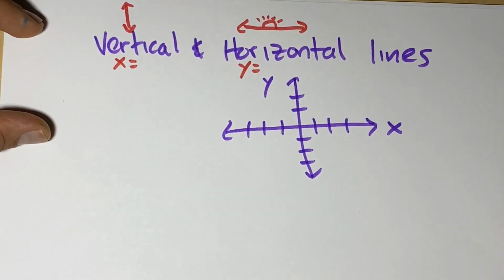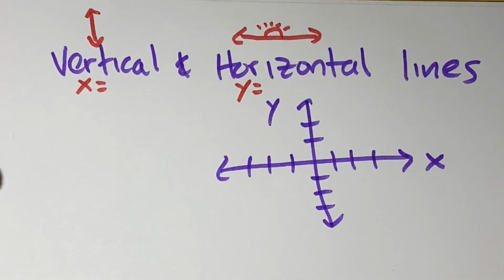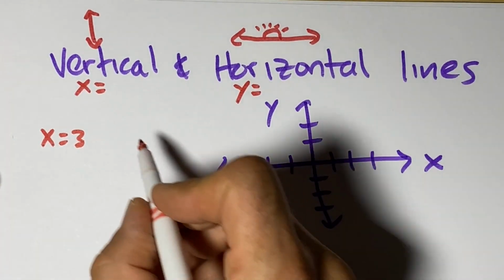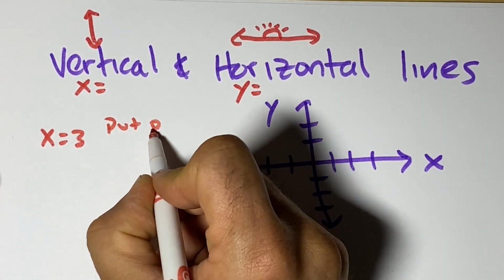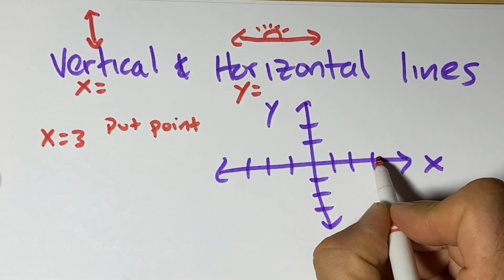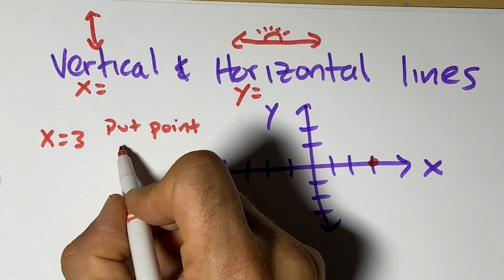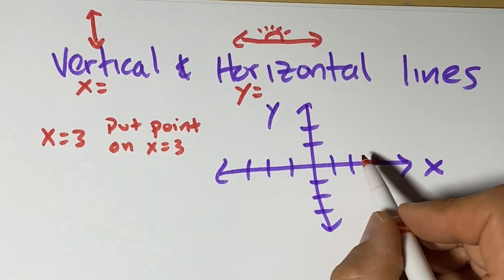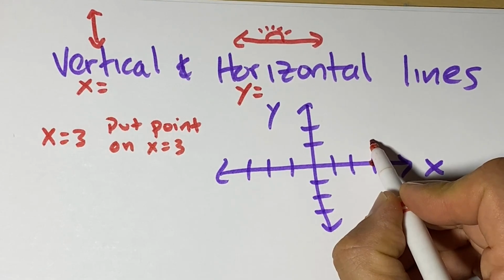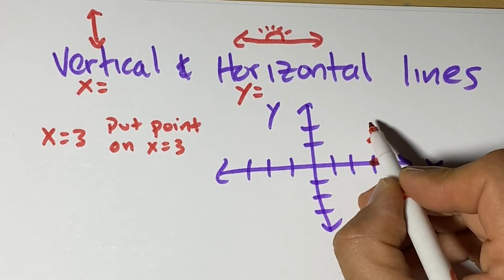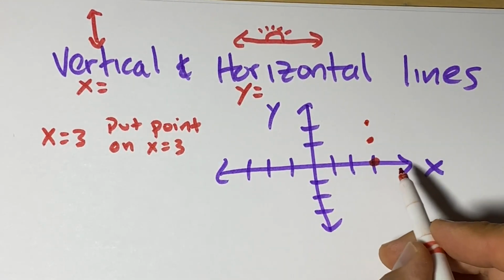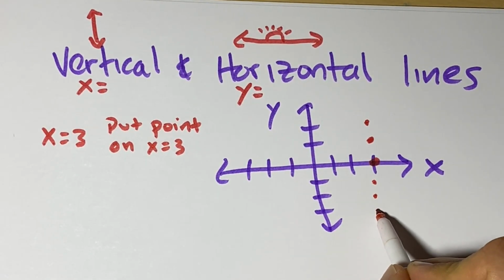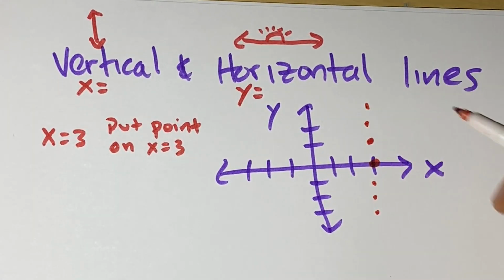But let me share with you the little way that I remember them. So when I have x equals 3, what I do is I put a point on where the x-axis has 3. And the idea is, x equals 3, if I move up 1, x is still 3, but y is 1. If I move up again, y is 2, but x is still 3. So everywhere I go up and down, the value of x is still 3. So that's the idea of it.